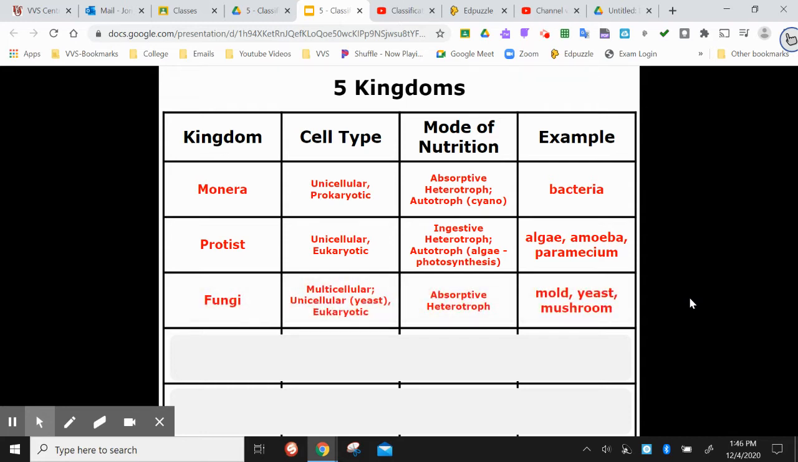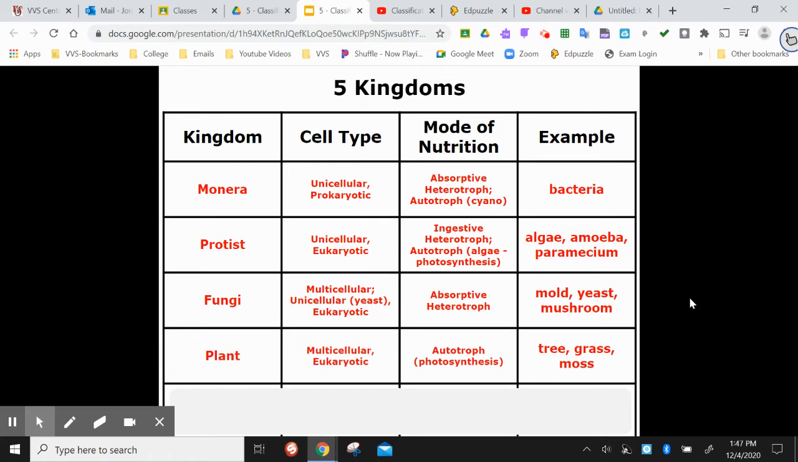Third type, fungi. These are multicellular, more than one cell, except for the yeast. Yeast is a single-celled organism. It's also a fungus. Okay, there's always an example or an exception to things. These are eukaryotic also. That means they do have a nucleus. They are what's called an absorptive heterotroph, just like the monerans. Okay, so a fungus like a mushroom will sit on a tree and it will absorb nutrients through the roots. It doesn't make its own food like a plant does. It absorbs the energy through the root system. Molds, yeast, mushrooms.